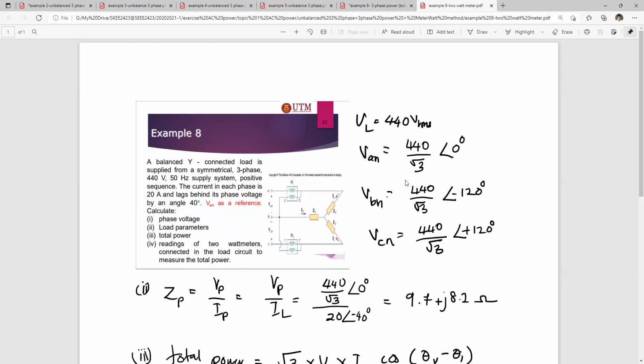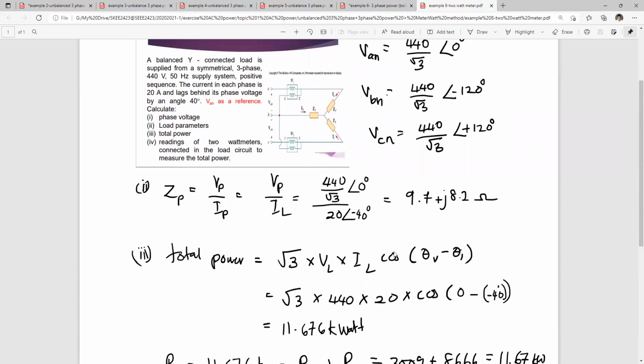The next is the load parameters, which is very straightforward. It is VP over IP. Your VP is given here, and your IP is actually your I line, so 20, and the angle is negative 40 degrees, lagging. So we have ZP equal to 9.7 plus j8.2. So this one is actually an inductive load.